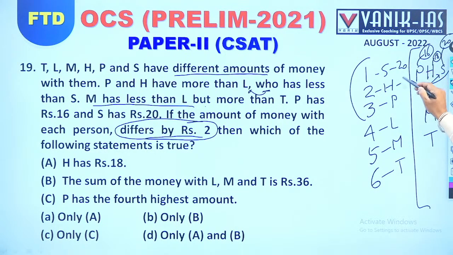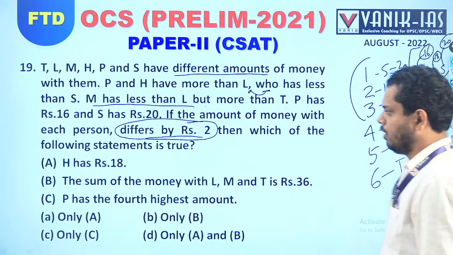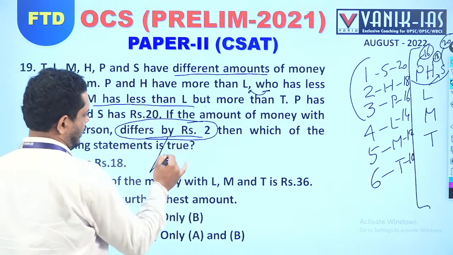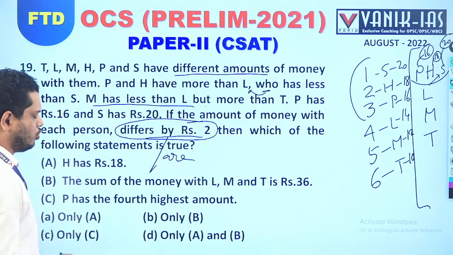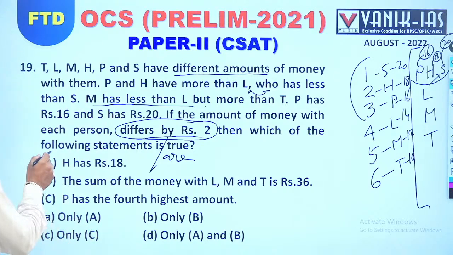Now this is 20, this is 18, this is 16, of course this is 14, this is 12, and this is 10, differing by 2. Each person differs by 2: P to L 2 difference, L to M 2 difference, M to T 2 difference. Now the question is, which of the following statements is or are true? It may be more than one true. H has 18. Is it H 18? This is correct.